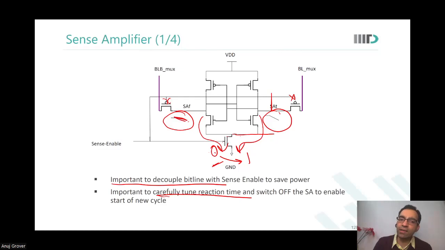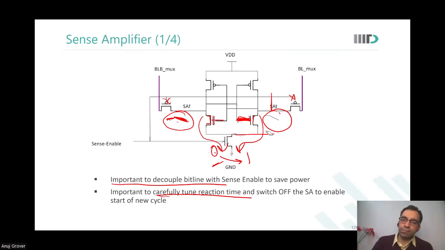Because this side had a higher level on the SAF node, the gate of this pull down is at a higher level than the gate of this pull down. Are you able to see this? So originally my BL_mux line was basically discharging. At that point a 0 was stored, so that was discharging. So that's why SAT is discharging more.